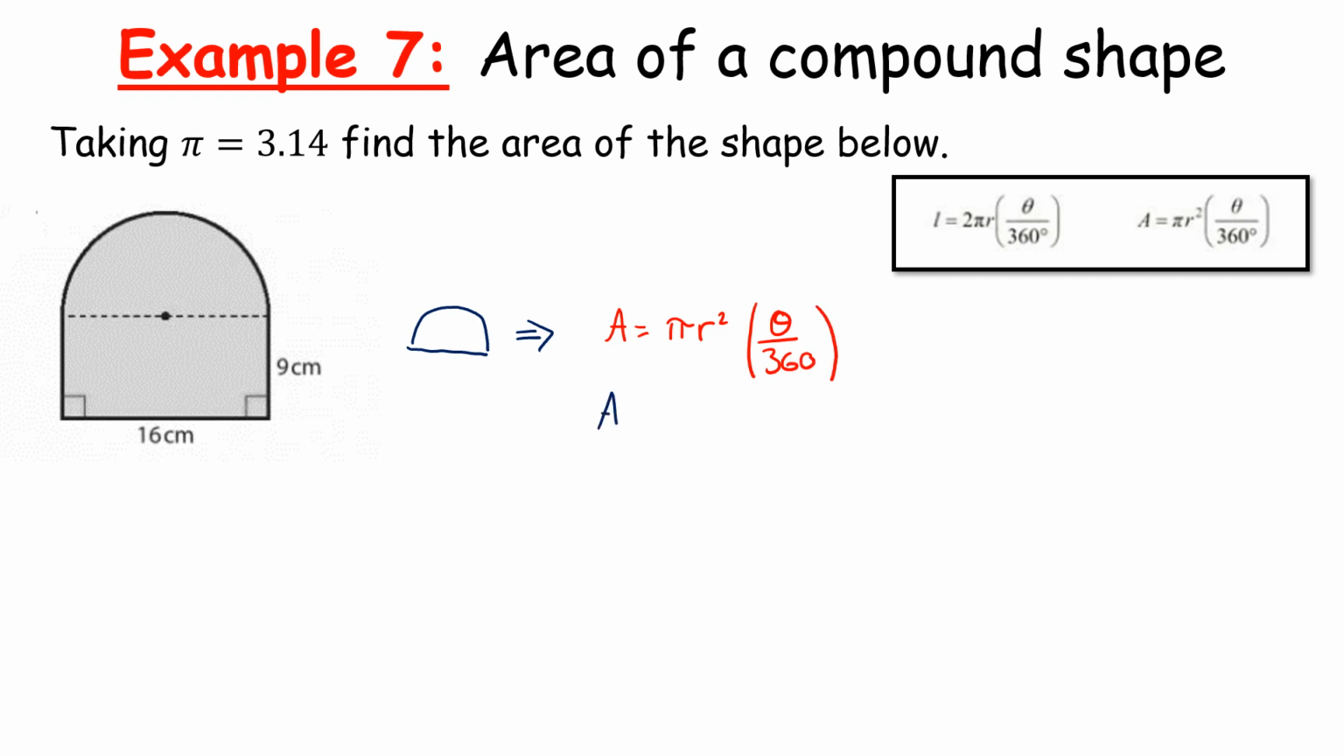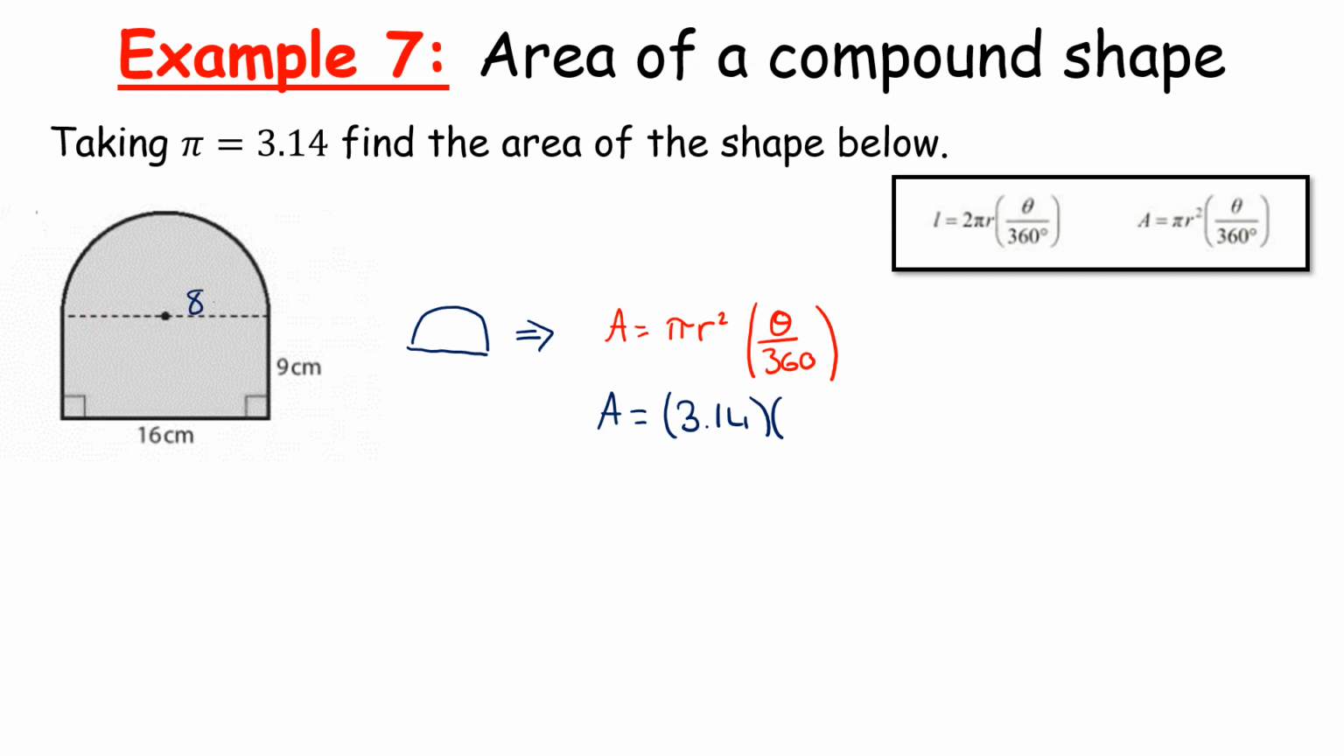I have pi, they did tell me 3.14. Now the radius is not obvious here. So take a look. We have a rectangle. So our rectangle is here. A rectangle by definition, opposite angles are equal. Opposite sides are equal, so this side must equal this side. So we end up with 16 here. And for our semicircle, that would be a diameter, meaning that the radius would have to be half of that, meaning my radius is going to be 8.